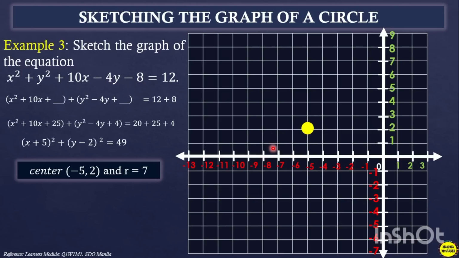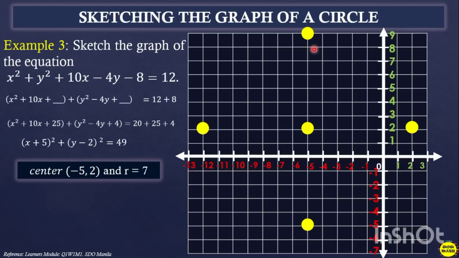So, bilang tayo ng 7 papuntang taas, pababa, left, and right. So, 1, 2, 3, 4, 5, 6, 7. Ganun din sa baba, 1 to 7. Okay, then sa left side, 1 to 7. And then sa right side, 1 to 7. Okay, so yan yung gamit ng radius natin.